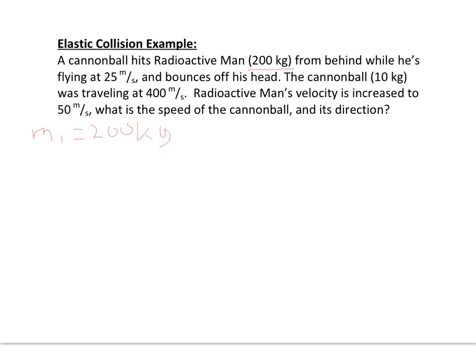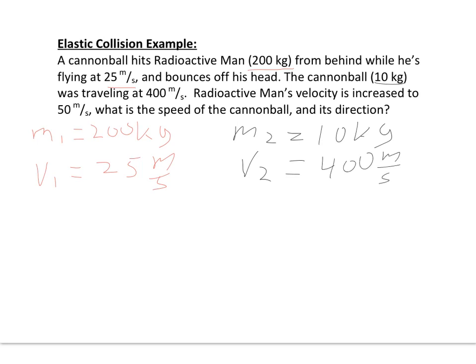I'm still going to take the time to write all this out because it's going to save me some trouble later on and keep my thoughts organized. He's hit from behind while he's flying at 25 meters per second, so I'm just going to write that as 25 meters per second. I'll figure out direction here in just a minute. And it bounces off his head. Now we've got information about the cannonball. So 10 kilograms, M2 equals 10 kilograms. It says it was traveling at 400 meters per second. Note the past tense there. That's my indication that this is the initial velocity of the cannonball.